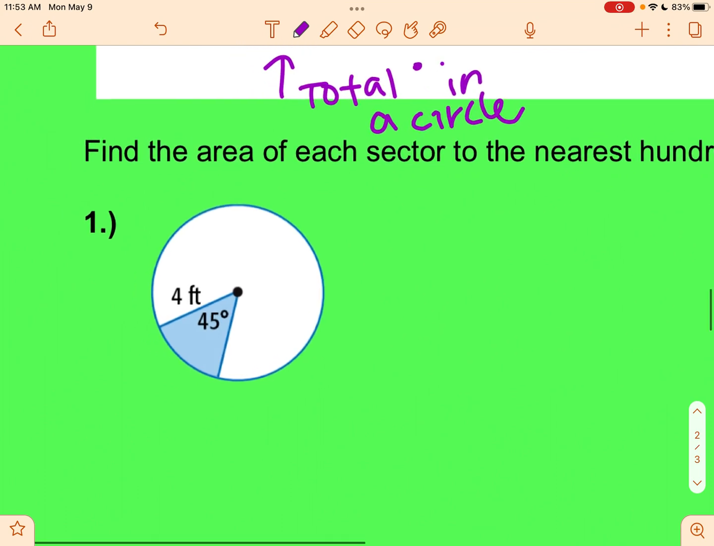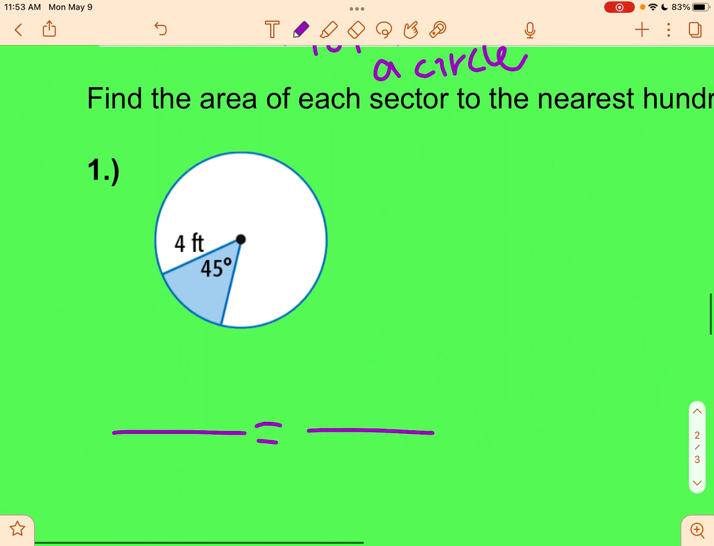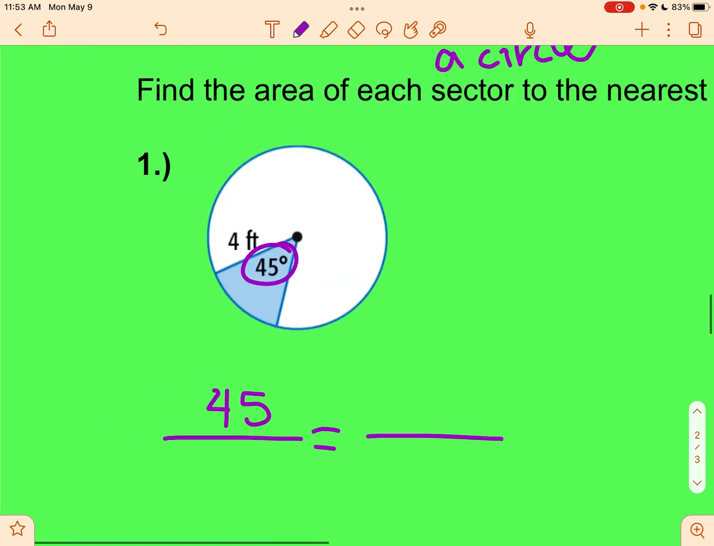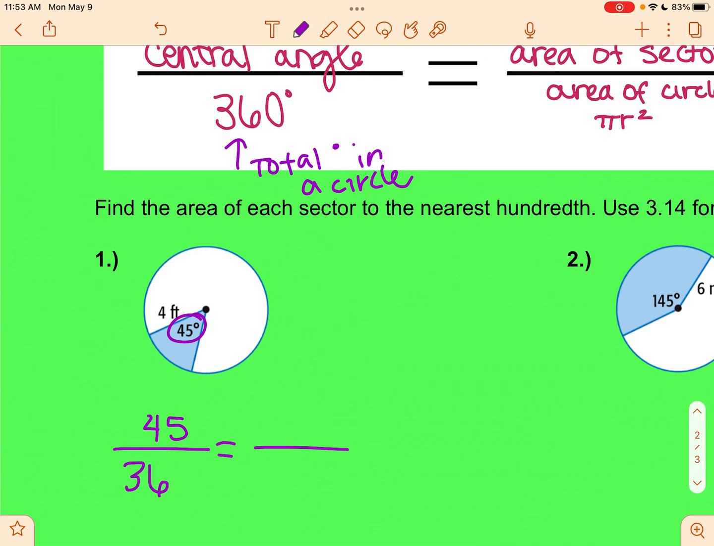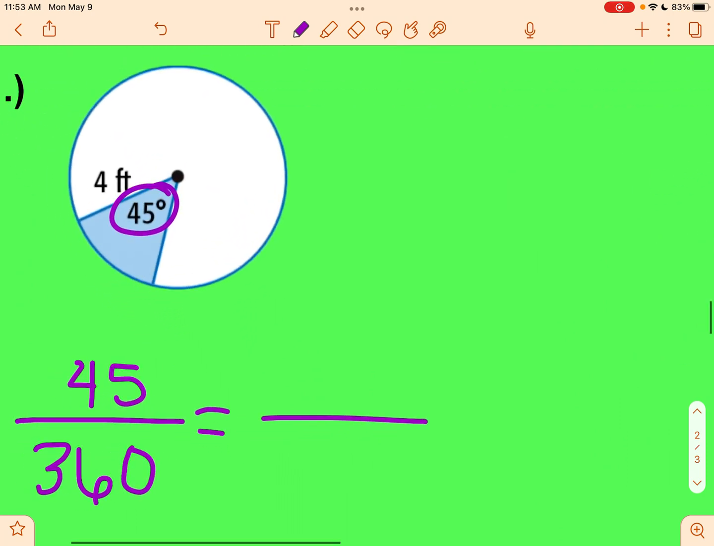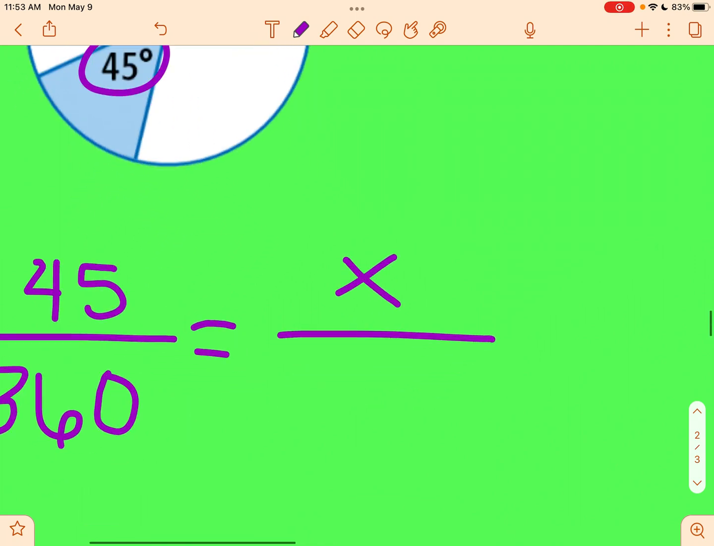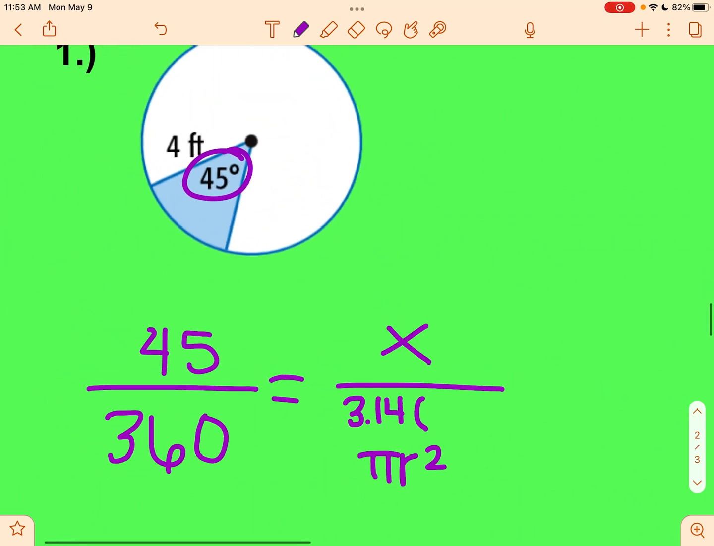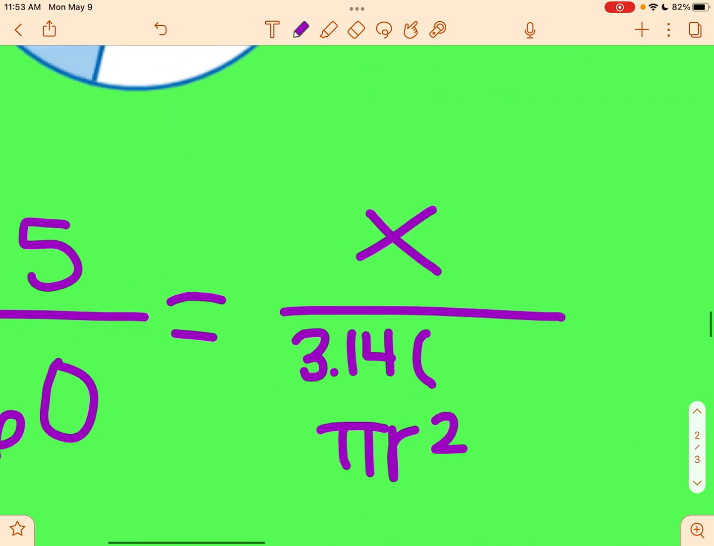So we need to find the area of this sector, rounding to the nearest hundredth, using 3.14 for pi. So let's set up our proportion. The top number is the degrees, so 45. The bottom number, remember, is 360 because that's how many total degrees are in a circle. The top right side is the area of our sector, which we don't know, so that's x. And then the bottom is the area of the entire circle, which is pi r squared. So we have 3.14 times our radius, which is 4 squared.